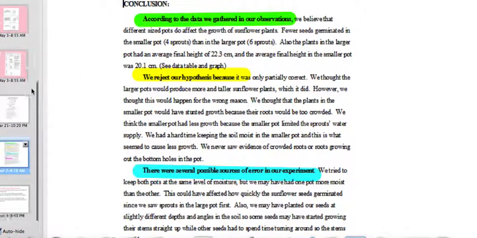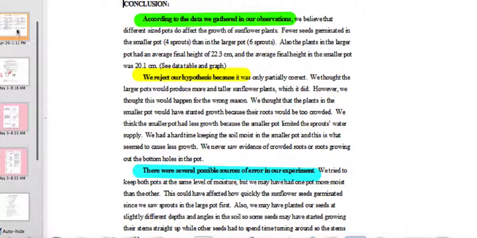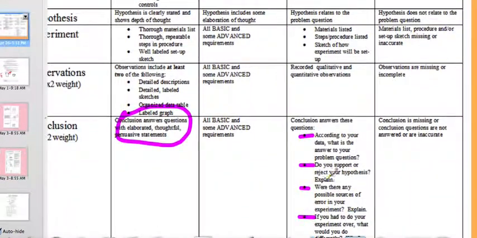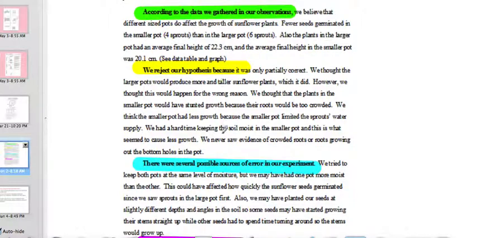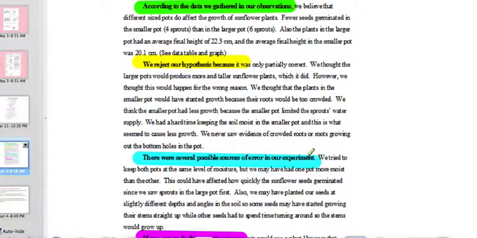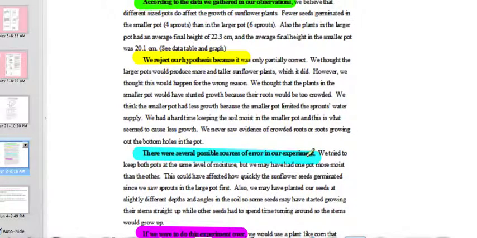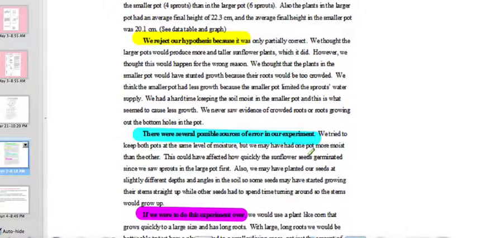The third thing that you were asked to do in your conclusion was, were there any possible sources of error in your experiment? Let's see how they started the third paragraph. There were several possible sources of error in our experiment. So it says we tried to keep both pots at the same level of moisture, but if we had one pot more moist than the other, so they went on to explain what could have been possible errors here, and they had several things they were thinking about. We may have planted our seeds at slightly different depths or angles, so they had different things they were thinking about.